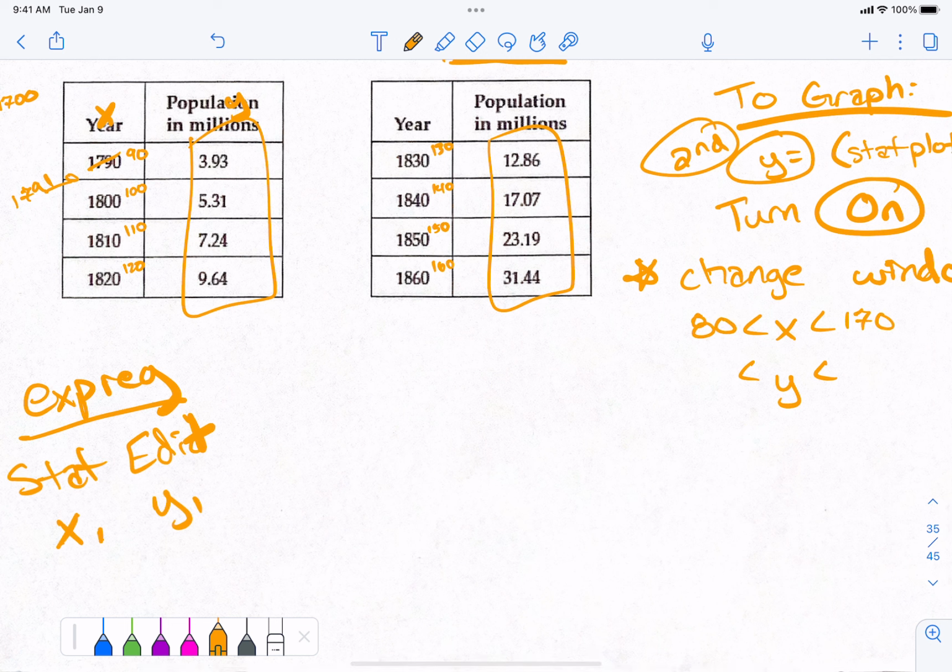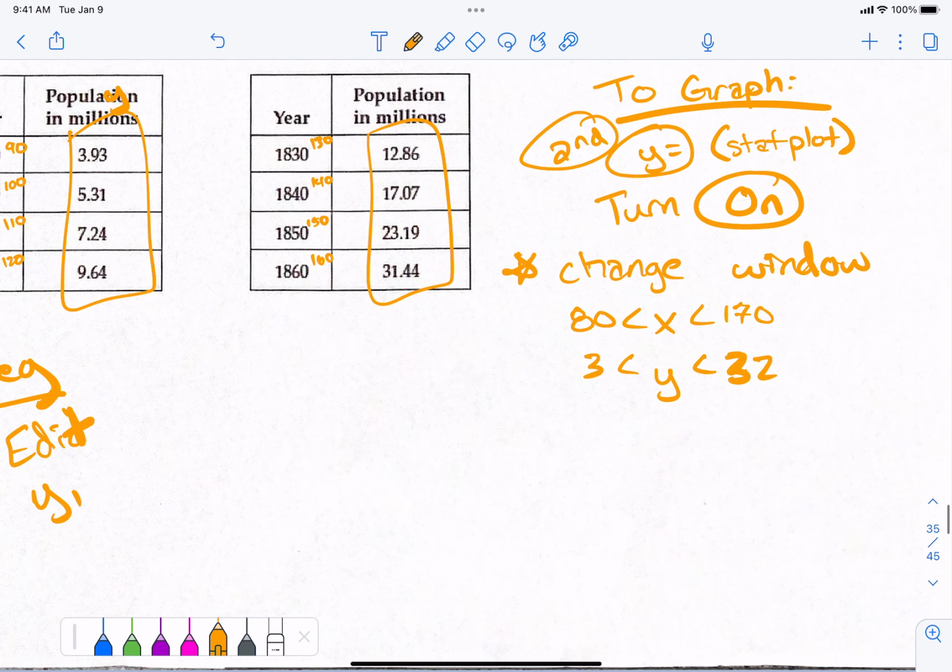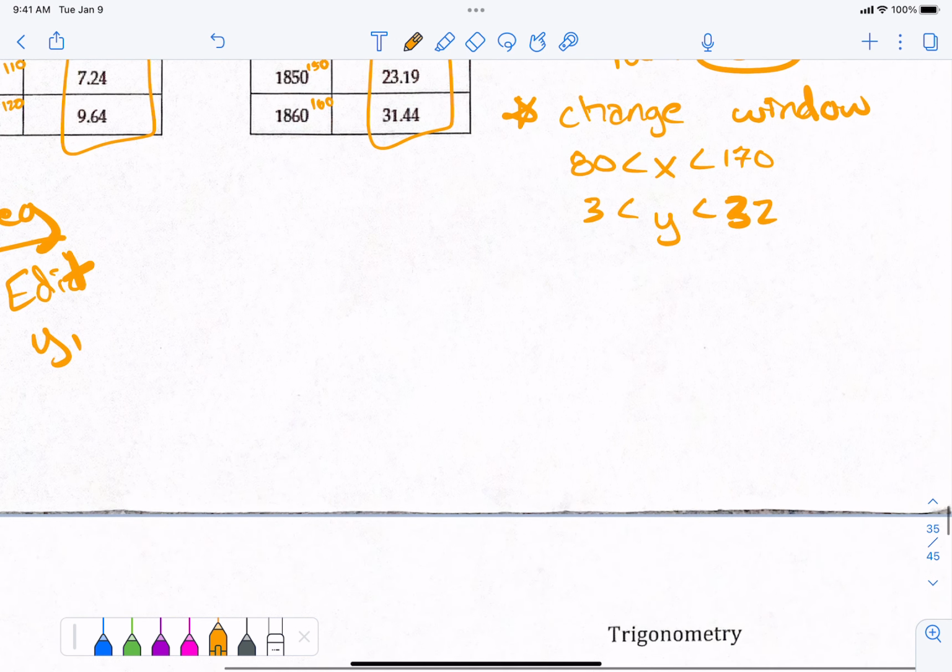We'll just go a little bit outside of each one, right? What's the smallest y value? 3.93 to 31.44. So 3 to 32. That's fine. Okay, so go through and make sure your stat plot's on. Change your window to those values, or something of that nature. When you get it to that, somebody let me see your window, or somebody let me see your graph.